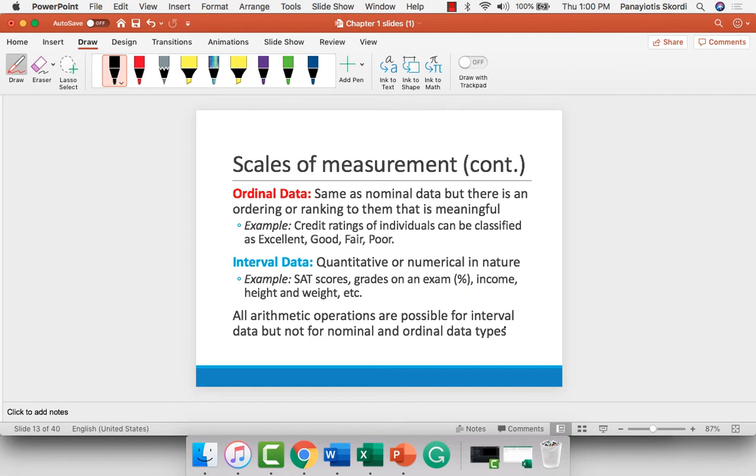But if you go and tell them what your credit score is, that it's excellent, good, fair or poor, that will make a difference to them. So the order is important, and that type of data is known as ordinal data.